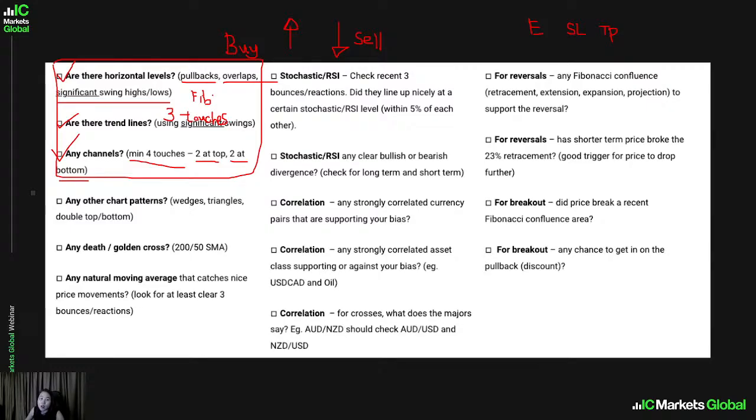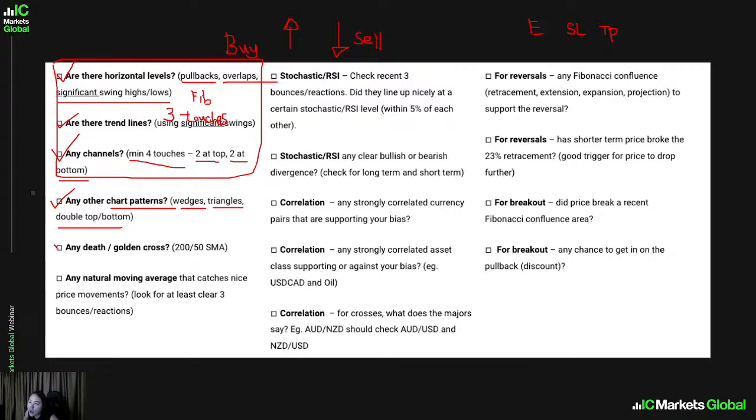The more times that there is confluence in an area, the more likely price is going to reverse or bounce from there. Once that is done, I will then see if there are any chart patterns. When I say chart patterns, I mean wedges, triangles, double tops, double bottoms. These are just examples, but there are way more that you can use. Head and shoulders, inverse head and shoulders, teacup, whatever it is. There are many chart patterns, as long as it helps you to bring your analysis to higher probability. That is the whole point of using chart patterns.